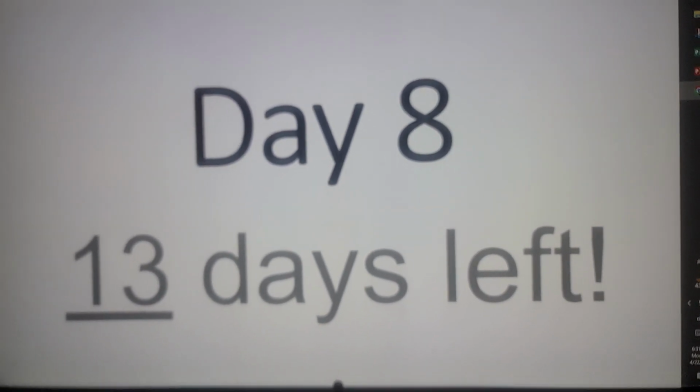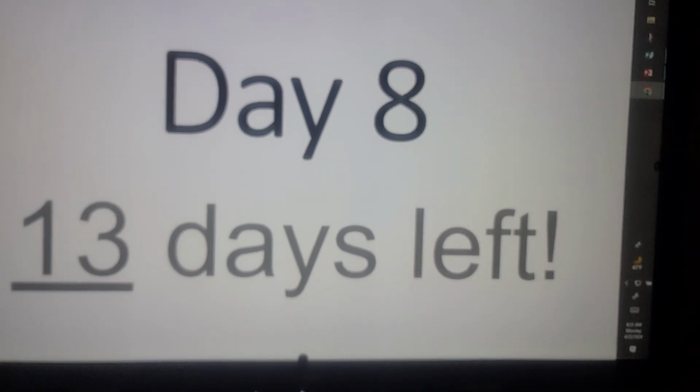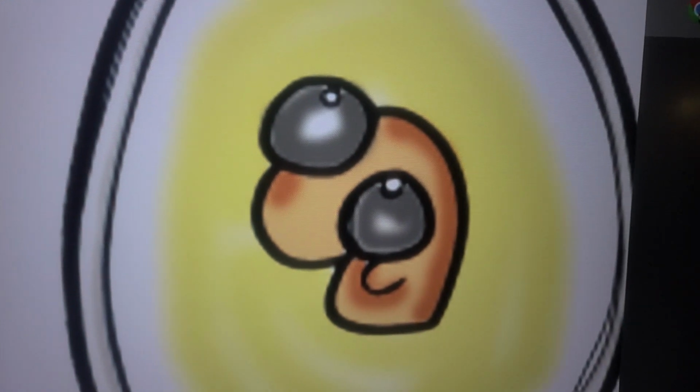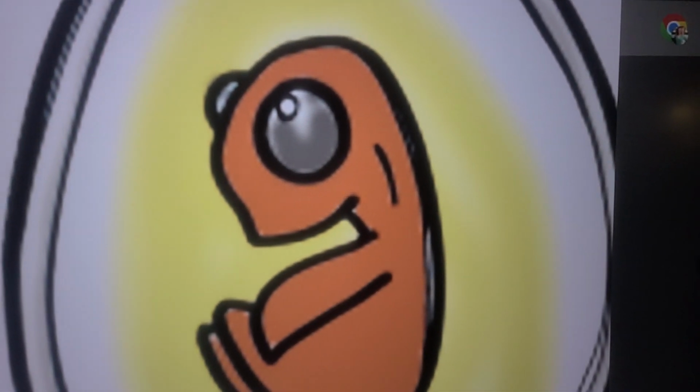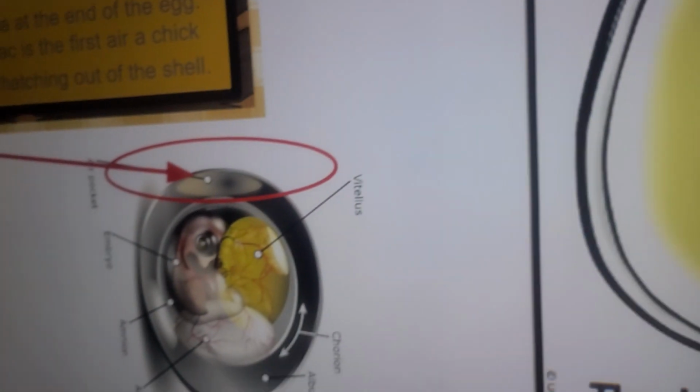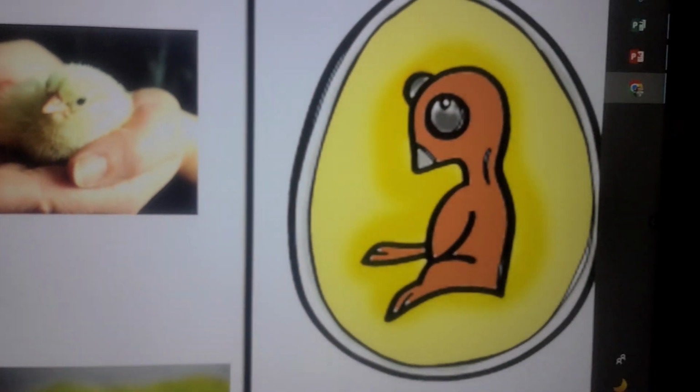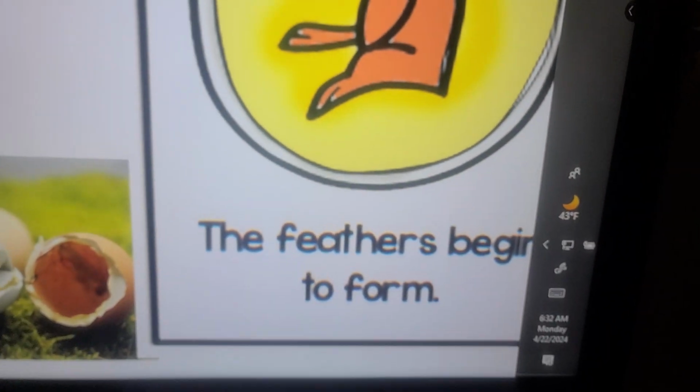Today is Monday, April the 22nd, and it is day 8 of our life cycle of a chicken unit. So we are into the second week of our chick's development. This is day 1, day 2, 3, 4, 5, 6, 7, which was yesterday on Sunday, and the legs and wings began to form. We talked about the air sac that was there, and then today on Monday we have day 8 and the feathers begin to form. So when you're looking at the chicken side at this point, you can actually see the tiny little feathers coming on the body. So that is what is happening today.